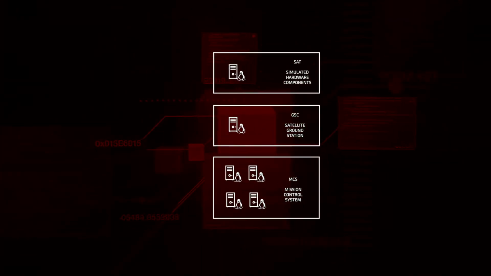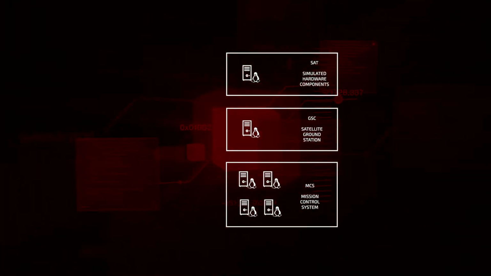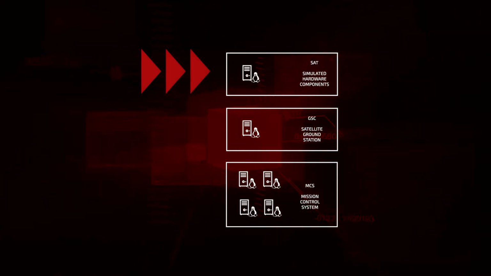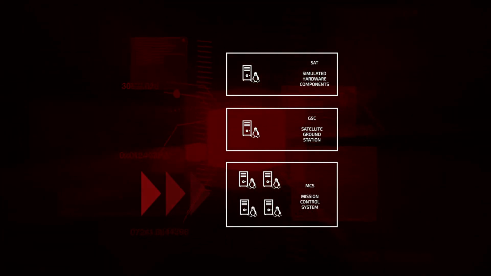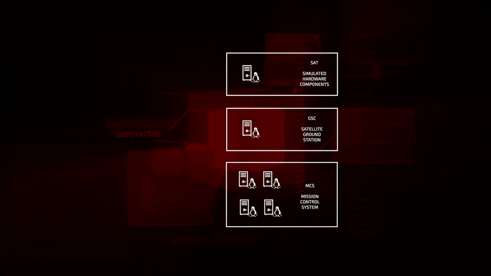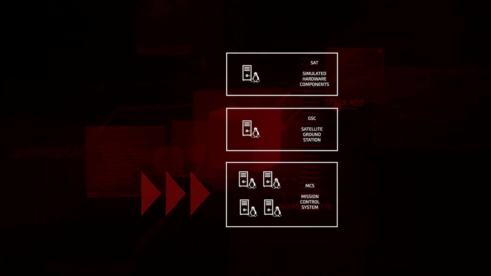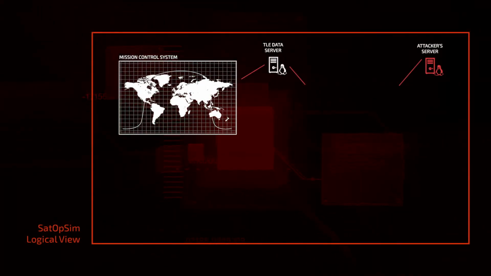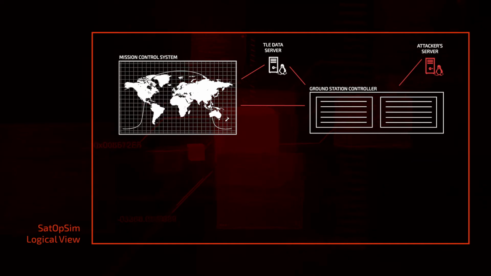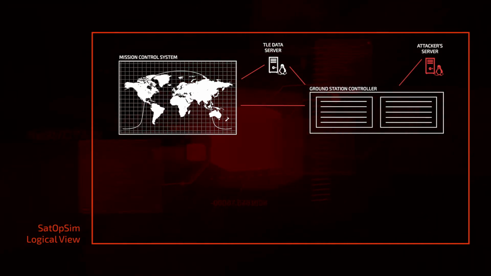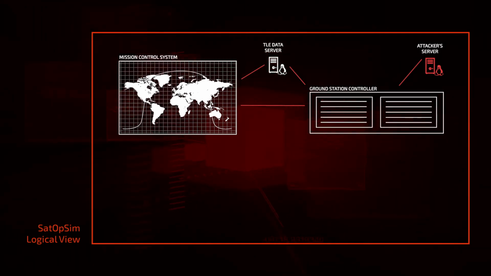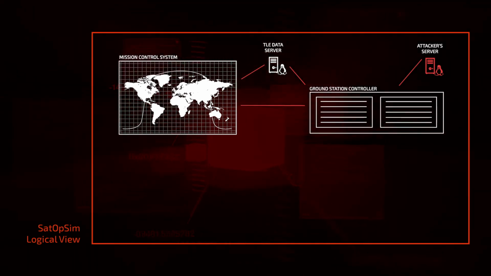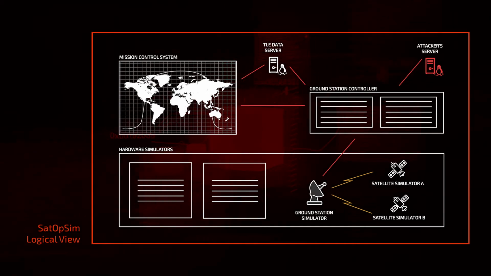At the core of the range, there are three main components: the simulated hardware components, the satellite ground station controller, and mission control setup, which contains mission control services and different data storage systems. In the SatOpSim logical view, the mission control system is connected to the ground station controller, which is responsible for controlling the hardware as well as maintaining the local contact schedule. The ground station controller is connected to the hardware simulator.